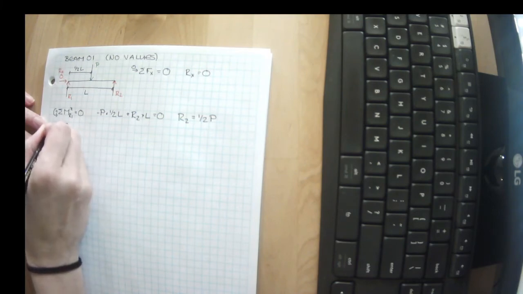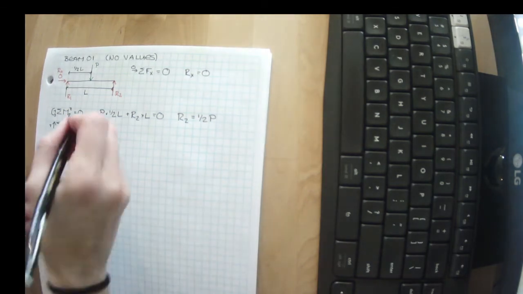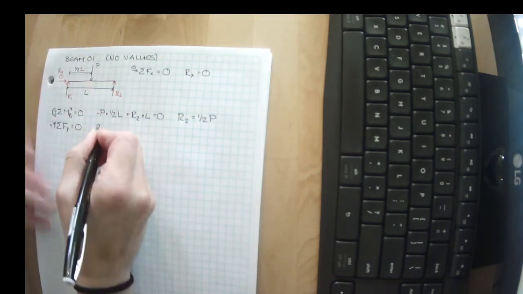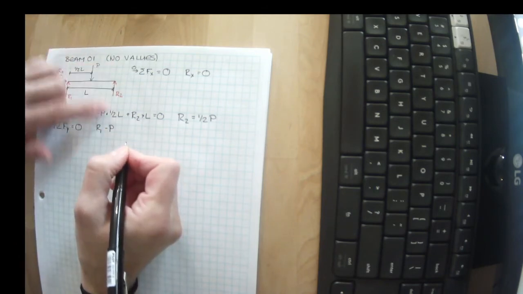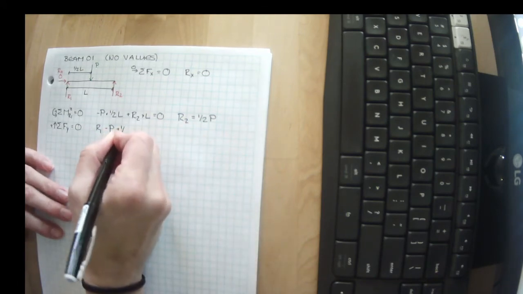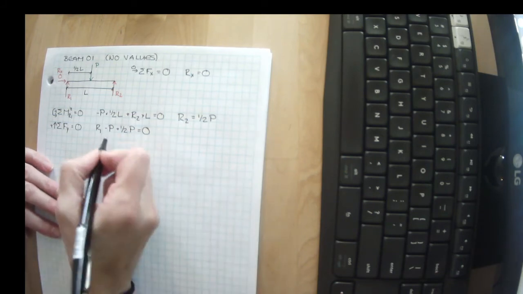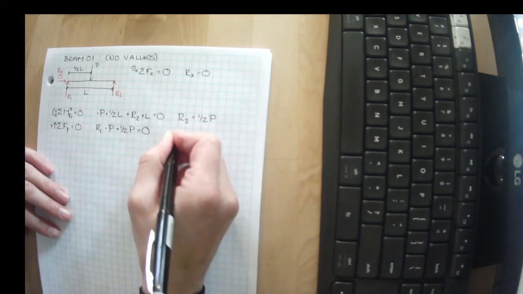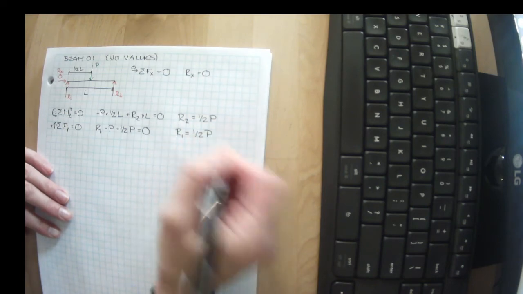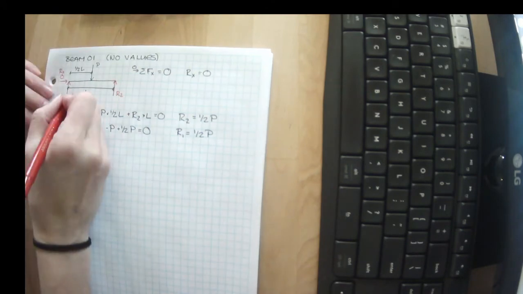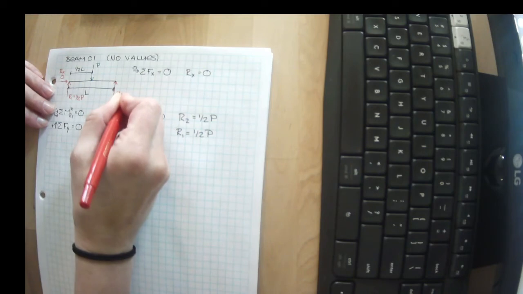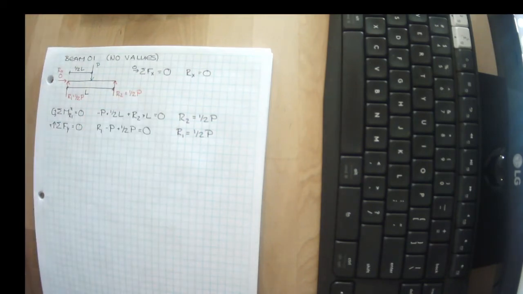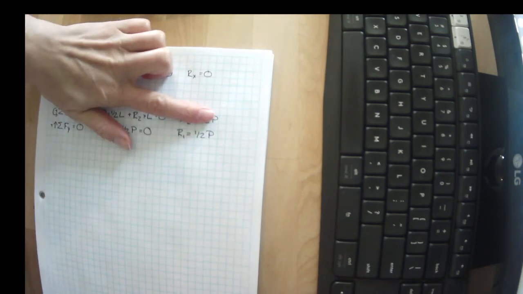Let's sum the forces in the y direction now, with everything upwards being positive. We've got our unknown R1 going upwards. We've got P going downwards. And we've got R2 going upwards, but we know that R2 is 1/2 P. So negative P plus 1/2 P is negative 1/2 P, bringing it over to the other side, R1 equals 1/2 P. So it looks like we know these values now. This is something we intuitively knew. If you put a point load at the middle of something, half of it is going to go to each side. We've just proven it mathematically here.